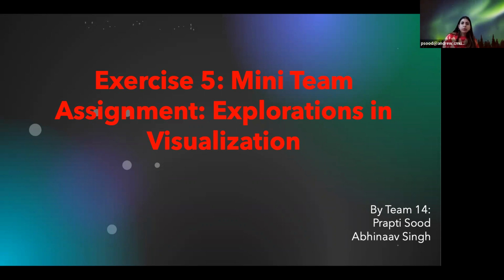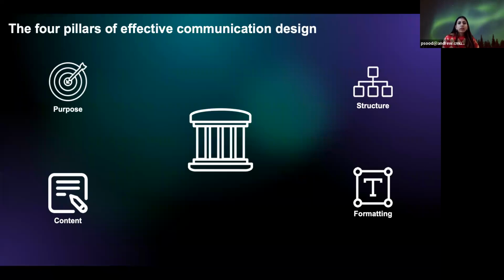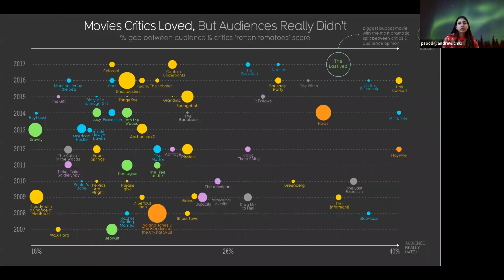So if you switch to the next slide. As you have already iterated, the 4 pillars of effective communication are purpose, structure, content, and formatting. So we have critiqued our visualization on these 4 aspects. If we just present the visualization that we have selected for this on the next slide. So this is the visualization that we have selected.